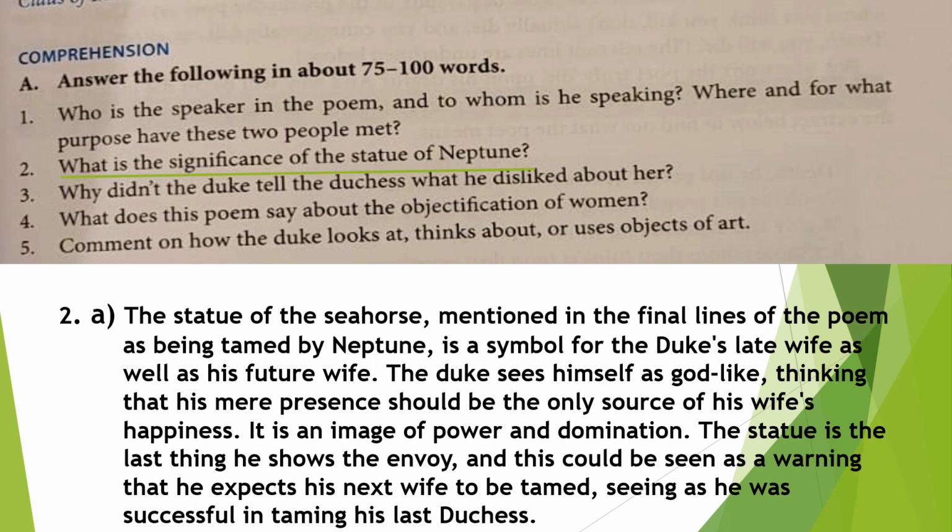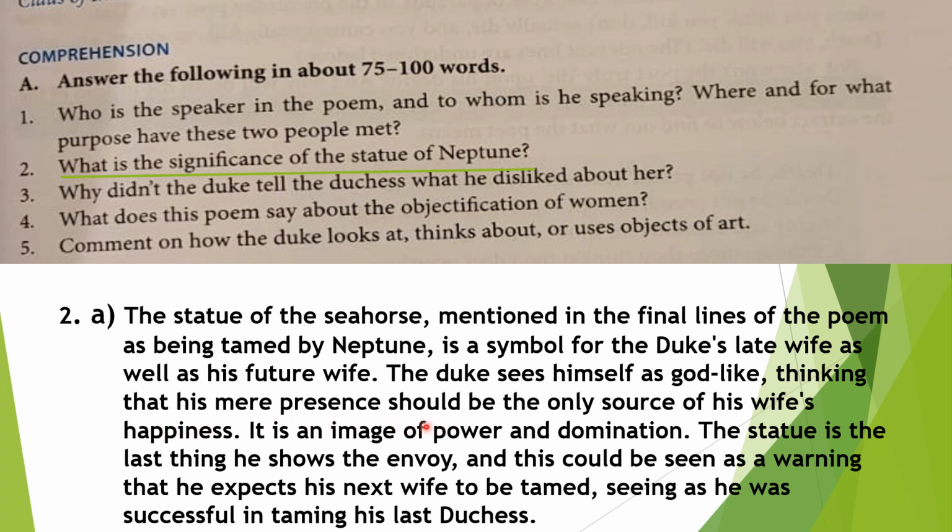Second question, what is the significance of the statue of Neptune? The statue of the seahorse is mentioned in the final lines of the poem as being tamed by Neptune. Neptune is a sea god. He is a symbol for the Duke's late wife as well as his future wife. The Duke sees himself as godlike, thinking that his mere presence should be the only source of his wife's happiness.